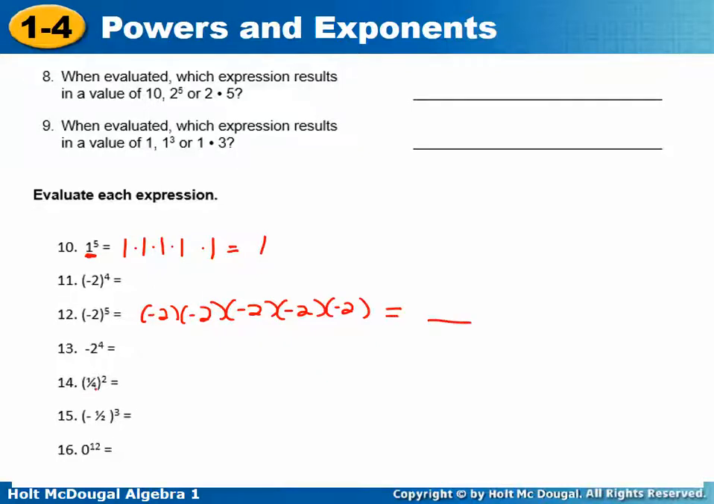In number 14, we have 1/4 squared, which means 1/4 times 1/4. And then you just multiply the 1 times 1, and you multiply the 4 times 4, and you leave your answer like that. 0 to any power is 0. It doesn't matter how many zeros you have, because 0 times any number is 0.